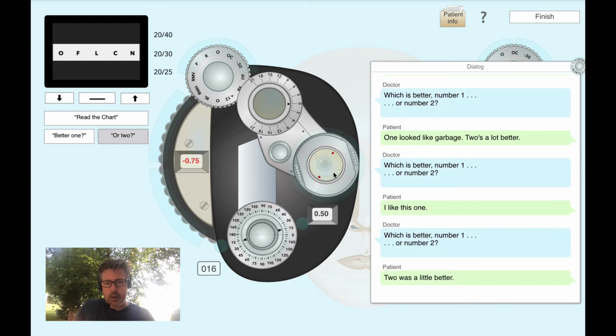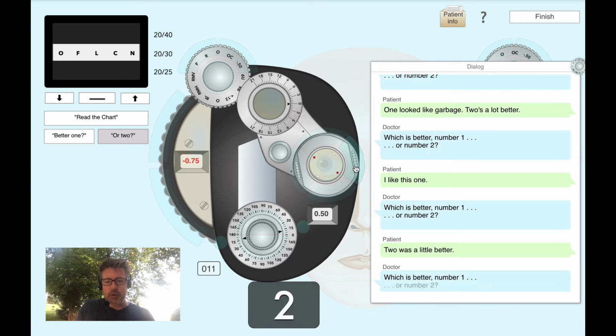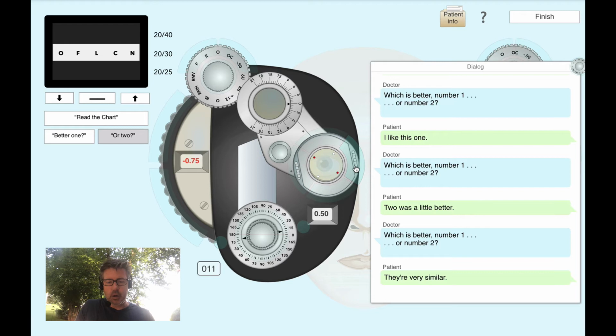So now the dots are clockwise, so we're going to turn back this way. Let's go about 5-ish degrees. Donna, which one's better, one or two? They're very similar. Okay, so I think we have the axis down.